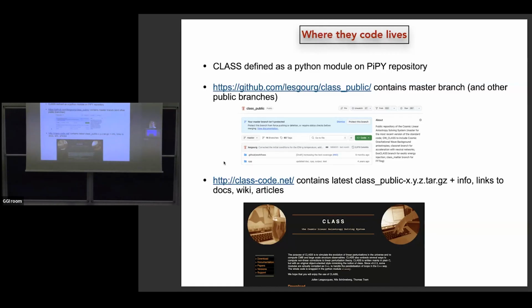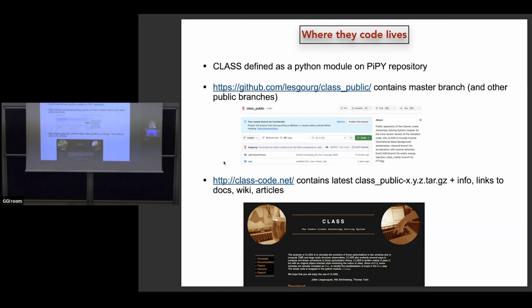And there is also the old-fashioned CLASS web page, which contains the code as a .tar.gz that you can also download. And this page is still useful because it centralizes all the information about where there is some documentation, where you can find some wiki, what are the articles on which the code is based. And more importantly, this is the place where we explain all the little changes between different versions. So it's still an important place for CLASS users.